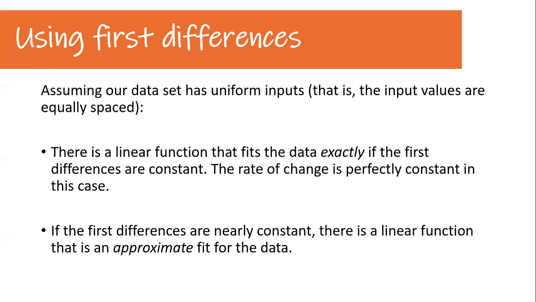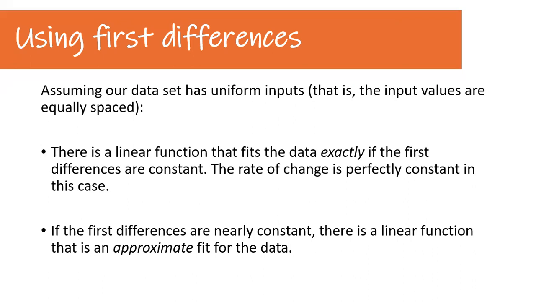A linear function fits the data exactly if our first differences are constant. So if every time we increase a step on X, we increase the same amount on Y each time, this is going to be an exact linear model. That means that our rate of change is perfectly constant. So each dot goes up by exactly the slope every time.